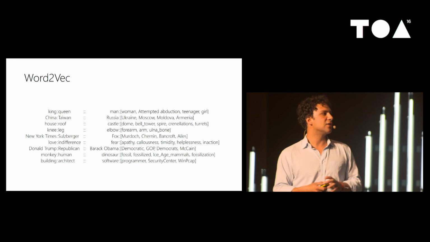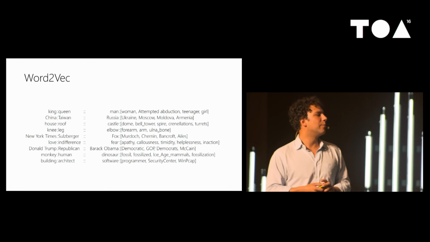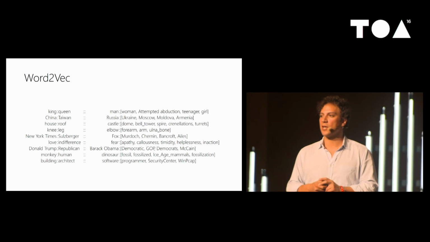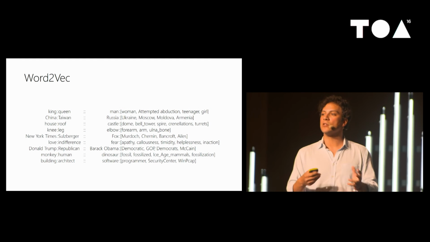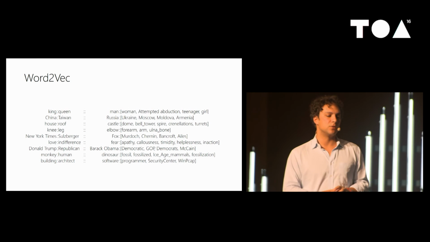Knee is to leg, as elbow is to forearm. It's pretty good at anatomy as well. And even crazy things, Donald Trump is to Republican, as Barack Obama is to Democrat. You know, it understands current events and things like that. Just from feeding it a corpus of text and asking it to build these representations, we've captured all of this structure of language that we use.